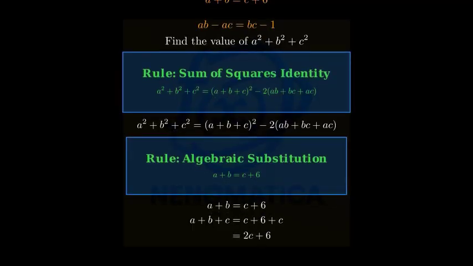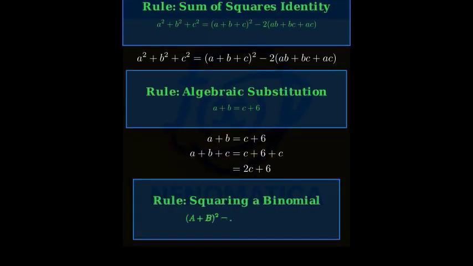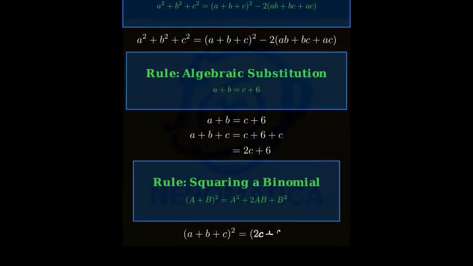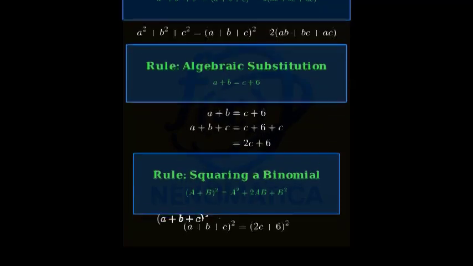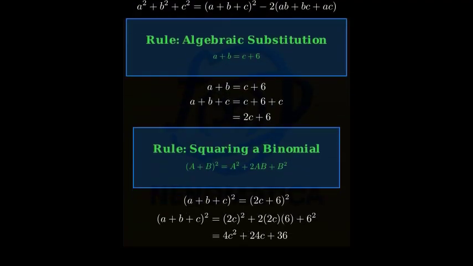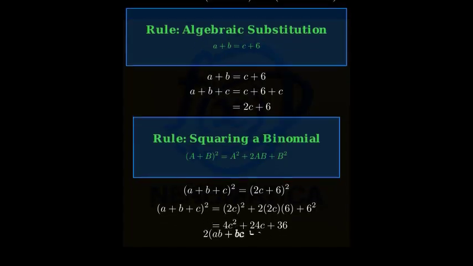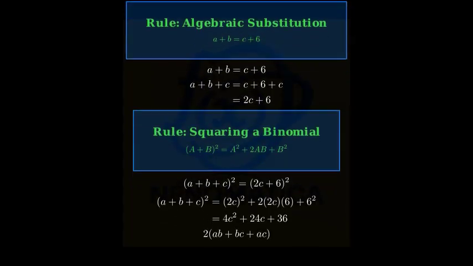Now, let's square this expression. We have a plus b plus c equals 2c plus 6, so the square of a plus b plus c equals the square of 2c plus 6. This gives us 4c squared plus 24c plus 36. Next, we need to find the value of 2 times the sum of the products. We need to calculate 2 times the quantity a times b plus b times c plus a times c.